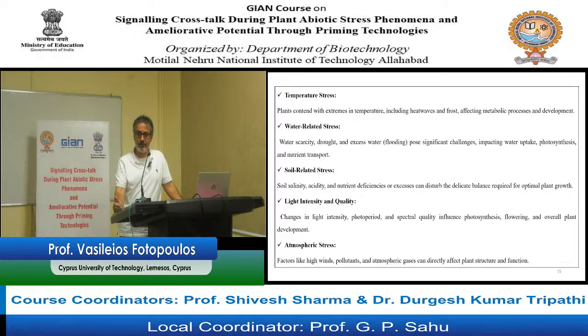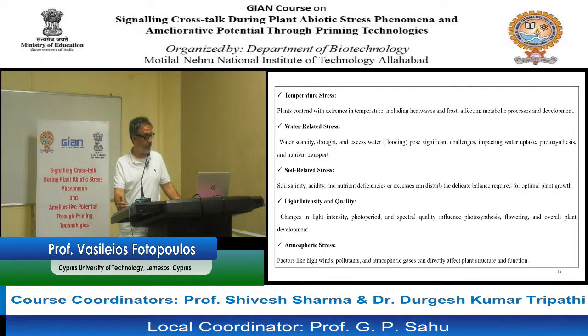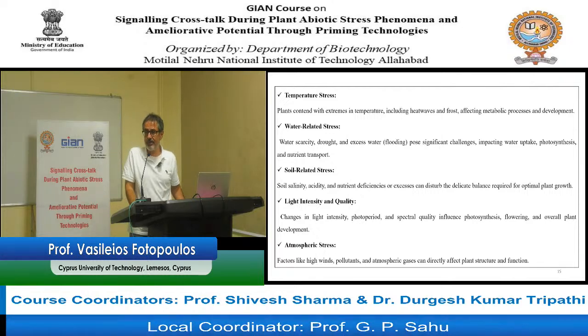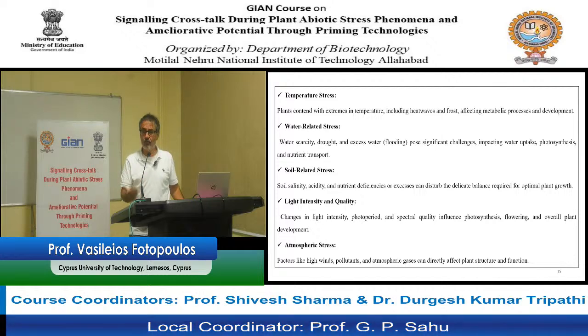In terms of soil-related stress, what we call chemical stress in general, we have the concepts of soil acidity, soil salinity, which can also be a major issue, but of course, nutrient deficiency or excess. This can in turn disturb the delicate balance required for optimal plant growth. Light quality and intensity is also an issue. Any changes in light quality, intensity, the photoperiod as well, and the spectral quality can severely influence photosynthesis.